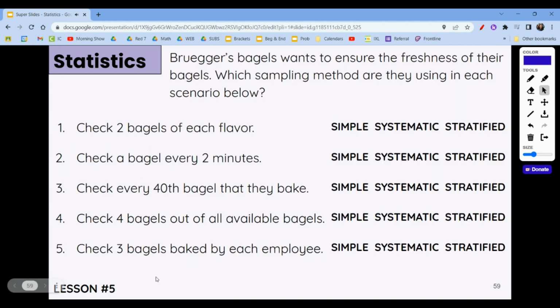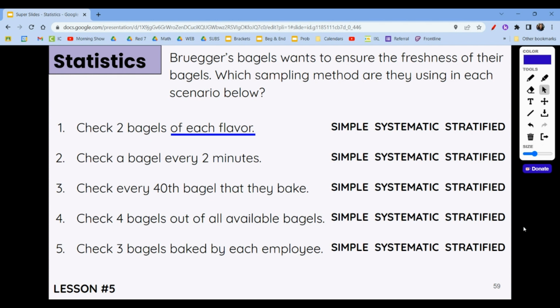Okay, I hope you're back. So we're on slide 59 now. Bruegger's Bagels wants to ensure the freshness of their bagels. Which sampling method are they using in each scenario below? Check 2 bagels of each flavor. Okay, so this says of each flavor. That's an example of putting the bagels into groups by flavor and checking 2 of each group.